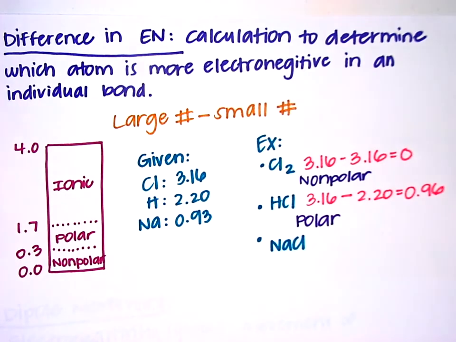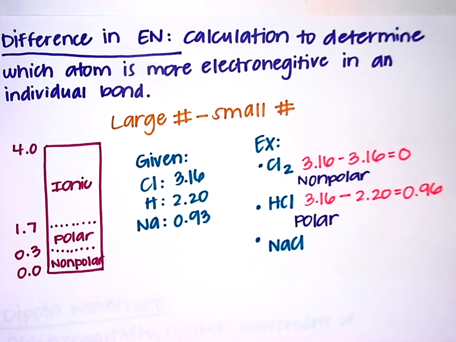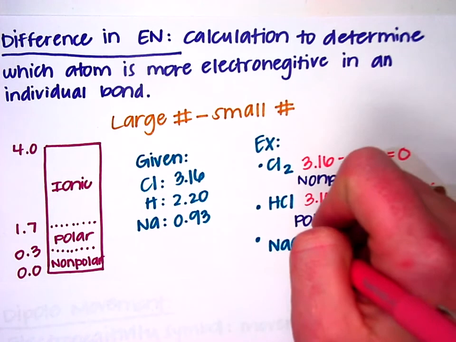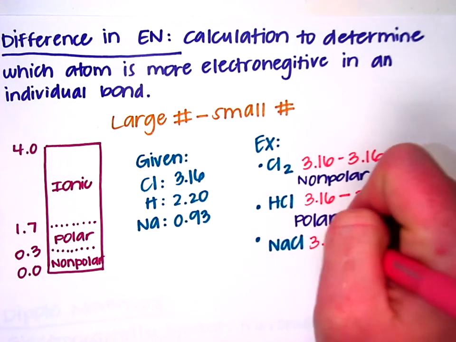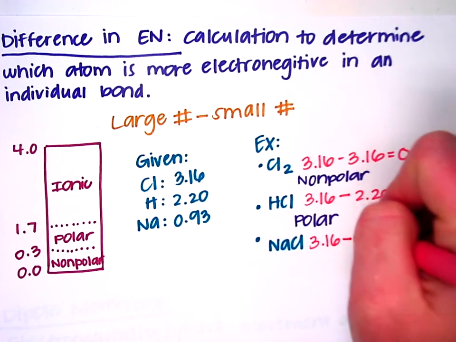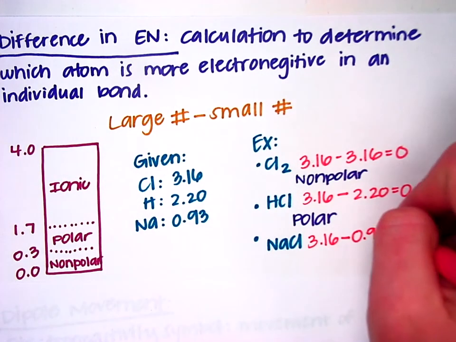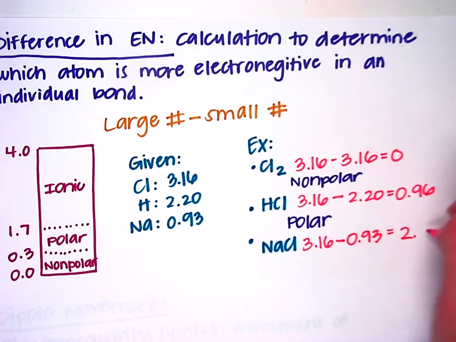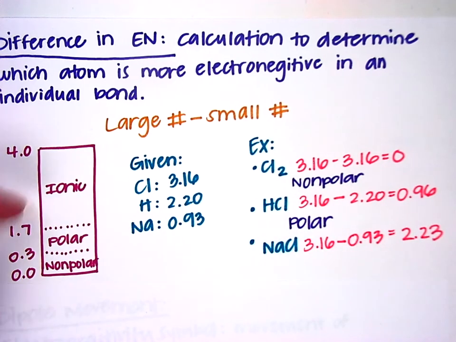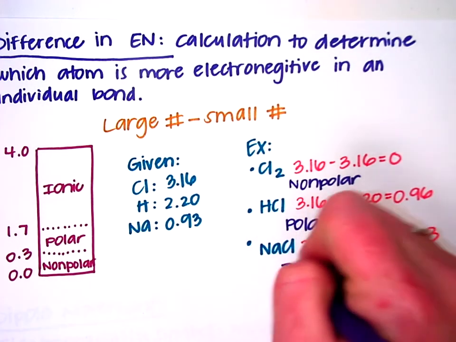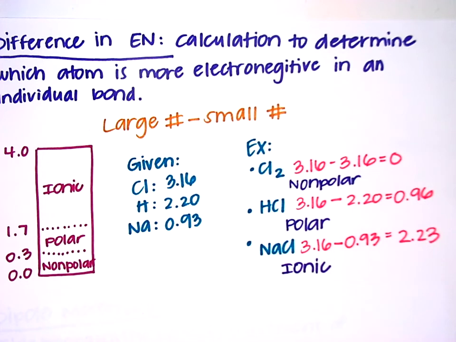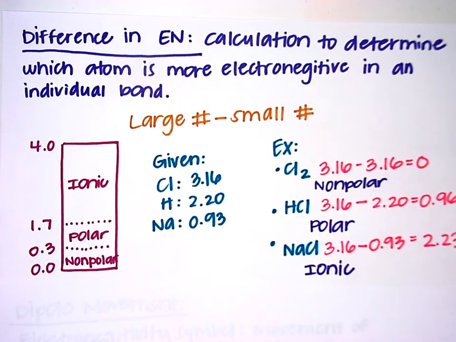And then the last one, sodium and chlorine. Chlorine's the bigger number. So 3.16 minus 0.93. You do that math, you should get 2.23. And 2.23 registers somewhere in there, which is an ionic bond. So that's one of the ways that we can figure out difference in electronegativity.